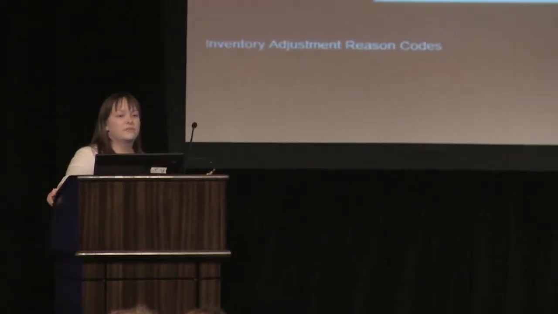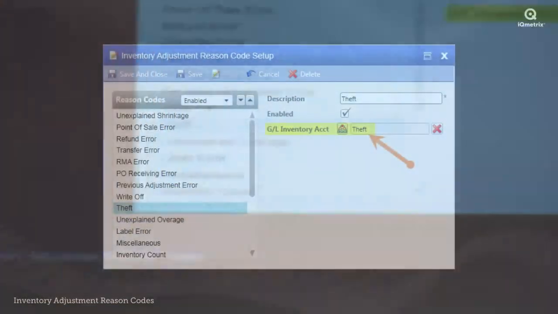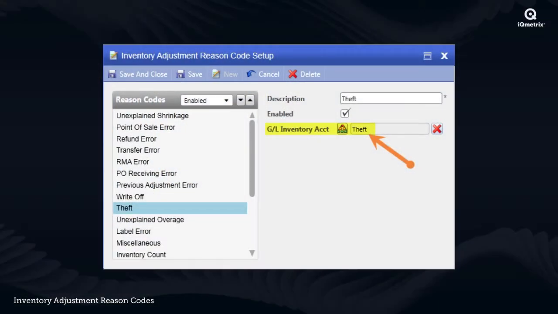So this is our list of reason codes. When you launch with RQ4, you have a default list set up for you. You can change the wording on those, you can add additional ones, customize those a little bit, but this is what that list looks like, and for every one you can choose a GL account. So here we have the theft expense account mapped to our theft reason code.